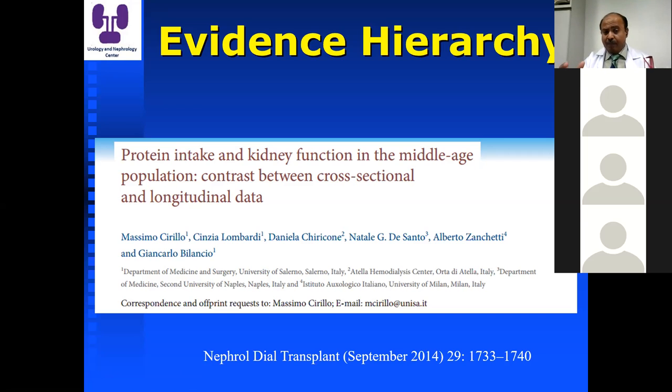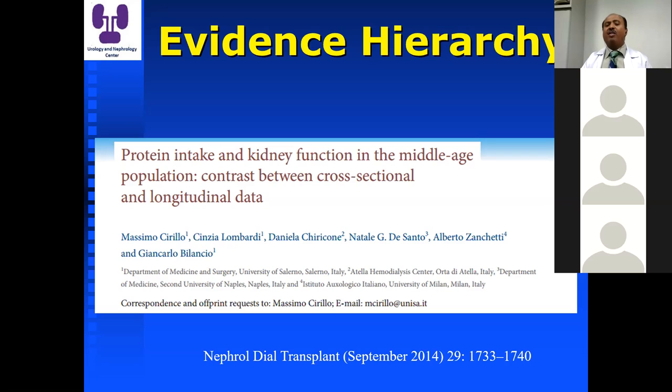But both groups are followed longitudinally in cohort fashion, a cohort study, for 11 years. At the end of the 11 years, the GFR, glomerular filtration rate, of heavy protein consumers was found to be lower than that of low protein intake. So we have the cross-section at the beginning confirming that high protein is associated with good kidney function, but at the end of follow-up, high protein is associated with lower kidney function. Should I accept the cross-sectional or the longitudinal study?